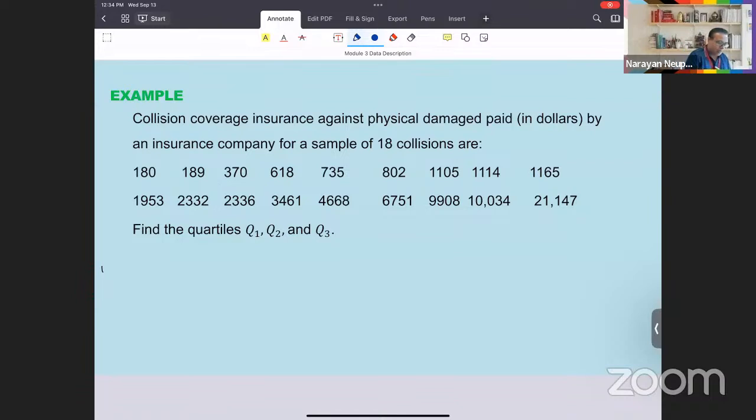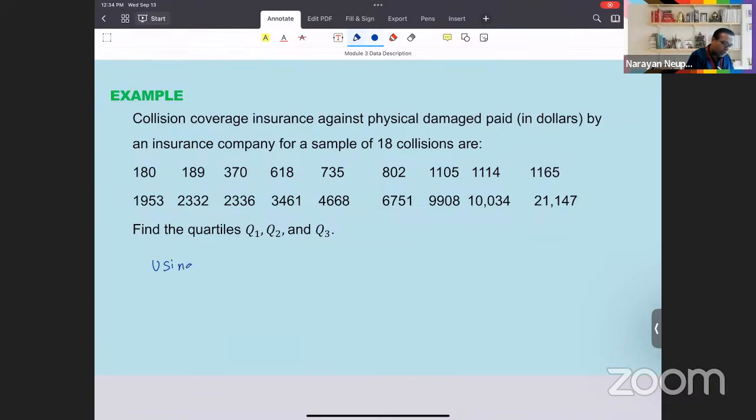Okay. So we use the calculator. Yeah, we can do it. But technically, when you have very long data, in the real world, you may have thousands of pieces of data. So when you arrange and then find the middle value, it takes time. So we use a calculator.